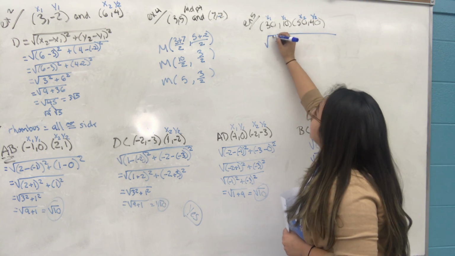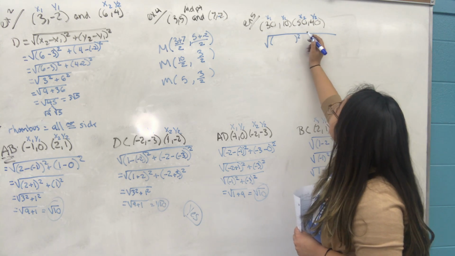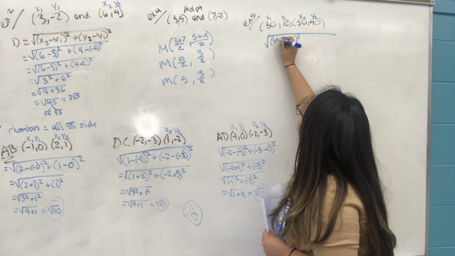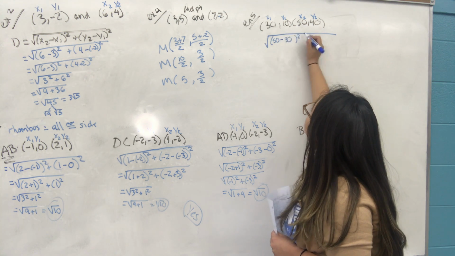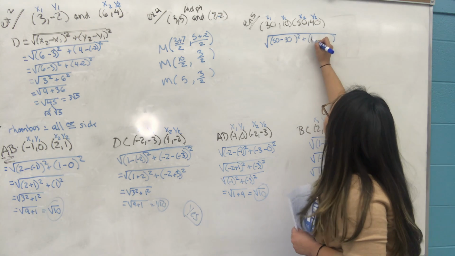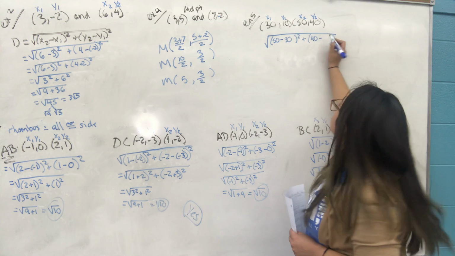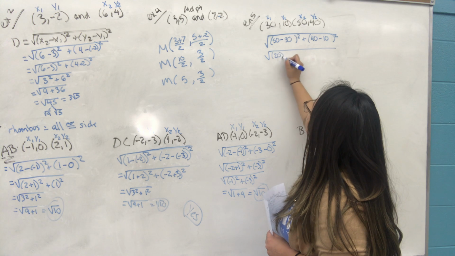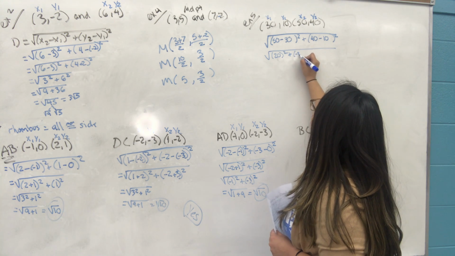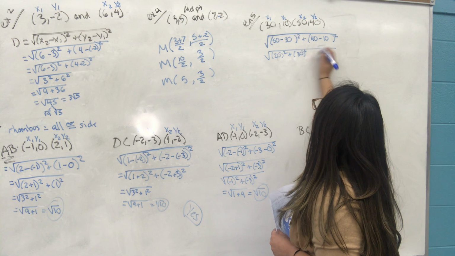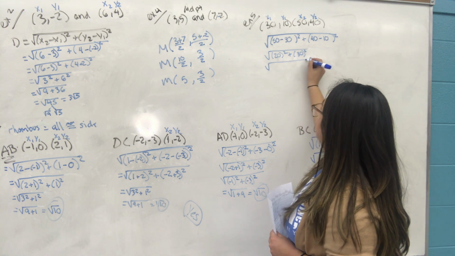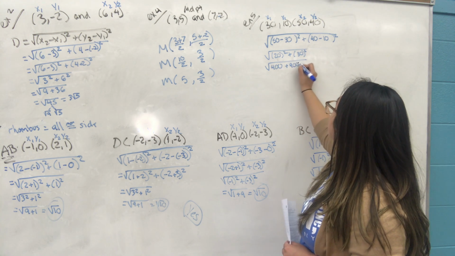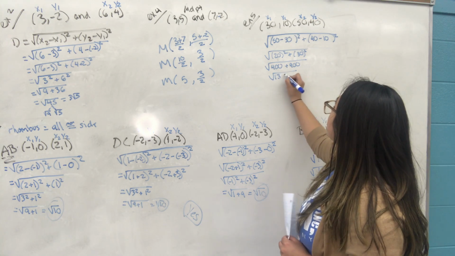According to the formula, it's the second x minus the first one. So the second x is 50 minus the first x, which is 30, squared, plus the second y, which is 40, minus the first y, which is 10, squared. Keep on simplifying. 50 minus 30, 20 squared. 40 minus 10, and positive 30 squared. Now, keep on simplifying step by step. 20 squared is 400. 30 squared is 900. And you end up with 1,300.